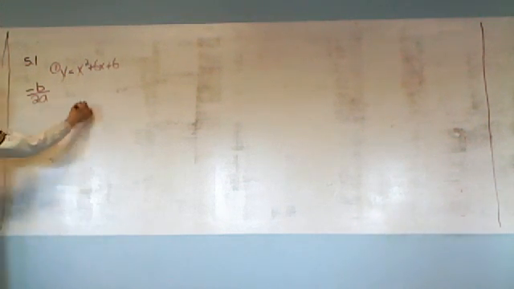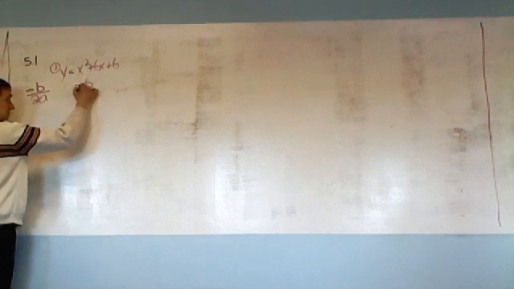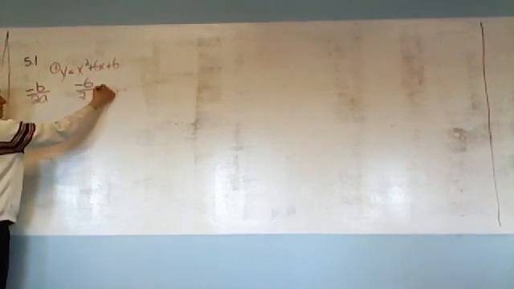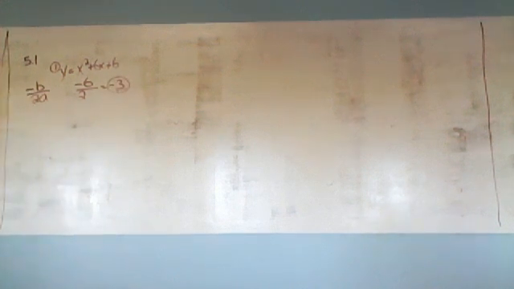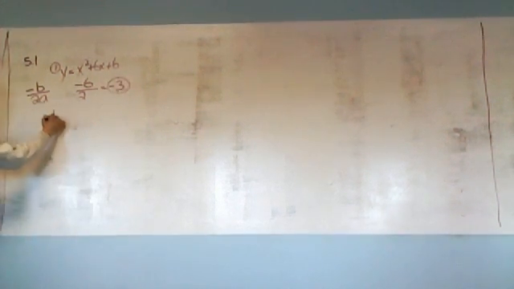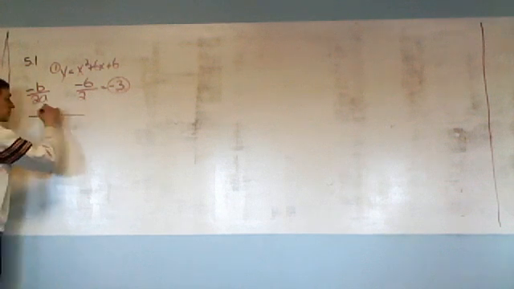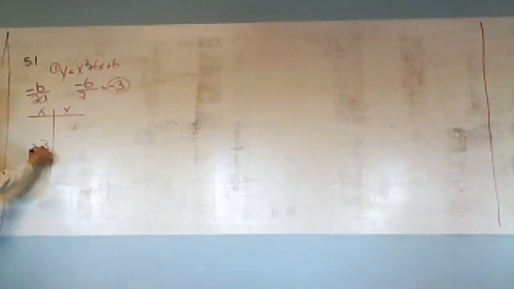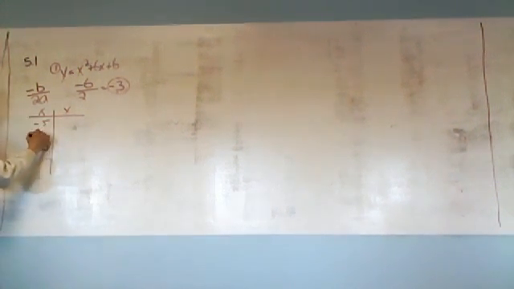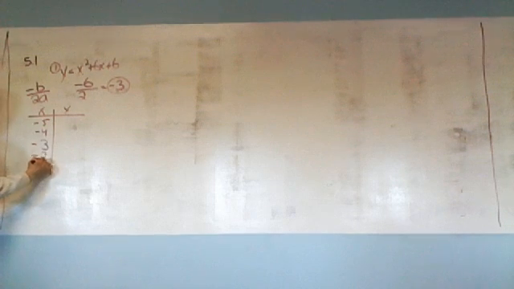What's negative b over 2a? It is negative 6. What's negative 6 over 2? Negative 3. So now we need to make a t-chart. I'm going to set up my t-chart, your x and y values. What goes in the center of that t-chart? Negative 3. It doesn't really matter which direction you go. I'm going to put negative 5, negative 4, negative 3, negative 2, and negative 1.